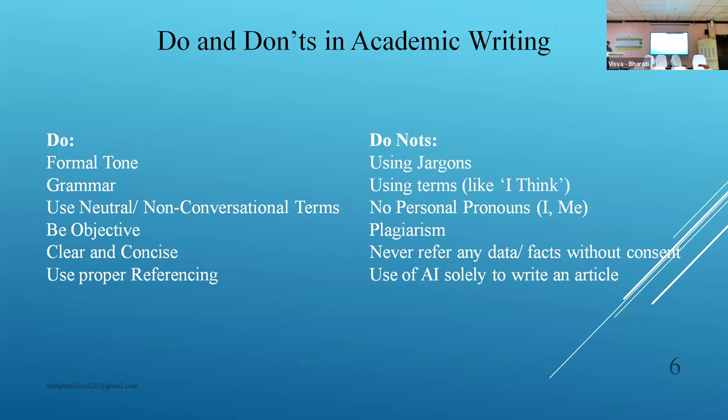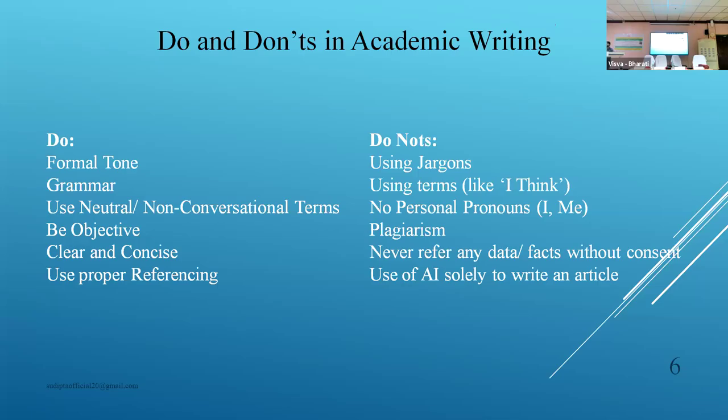The last one is the use of AI solely to write an article. Right now, many people have written their articles and research papers using only AI. Many reports have come up that scholars, not only in developing countries like India but also in developed countries, have written the whole paper using AI. Then they submitted it to a Springer Nature journal, and it was detected because they have detection software which can detect whether you are writing using your own ideas or using AI. You can take the assistance of AI, there is no doubt.